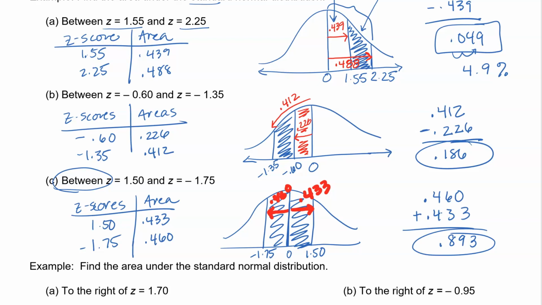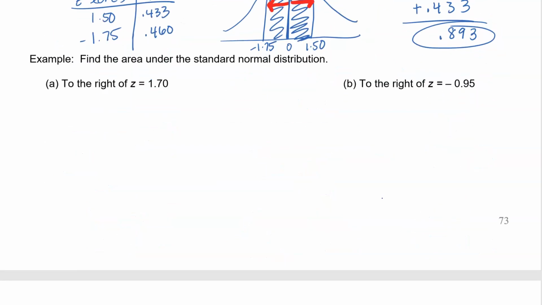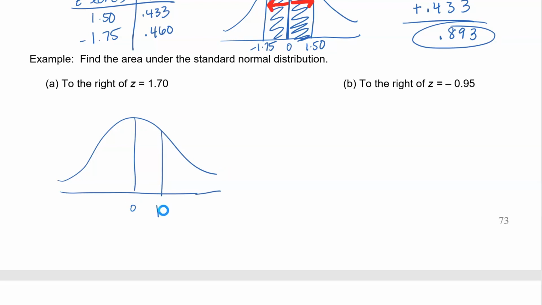And I think that's probably the best way to go about it. All right, so let's do these two, because we've got some other good ones that have some different types of pictures. Okay, so I'm going to put 0 in the middle. Now we want to the right of 1.70, so I'm going to draw a line to the right since 1.70 is bigger than 0, and then I want to find the area to the right of that. So I'm going to shade everything to the right of 1.70.